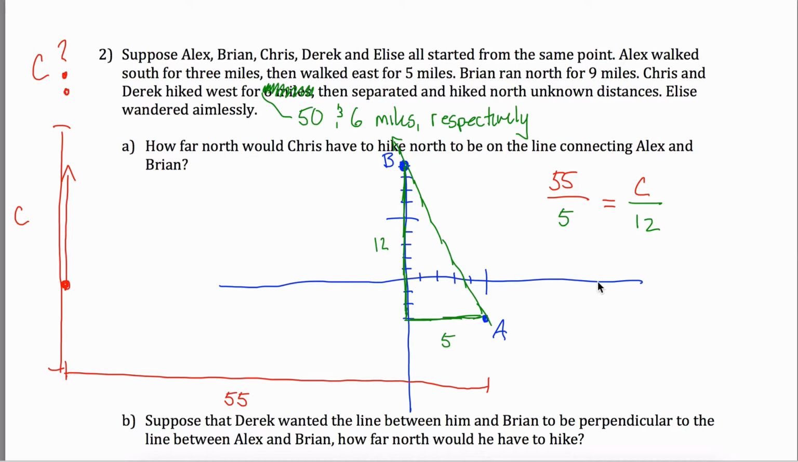If I multiply both sides by 12, I get C equals 12 times 55 divided by 5, aka 12 times 11, which is 132. So how far would Chris have to hike north? 132 miles. Long way.